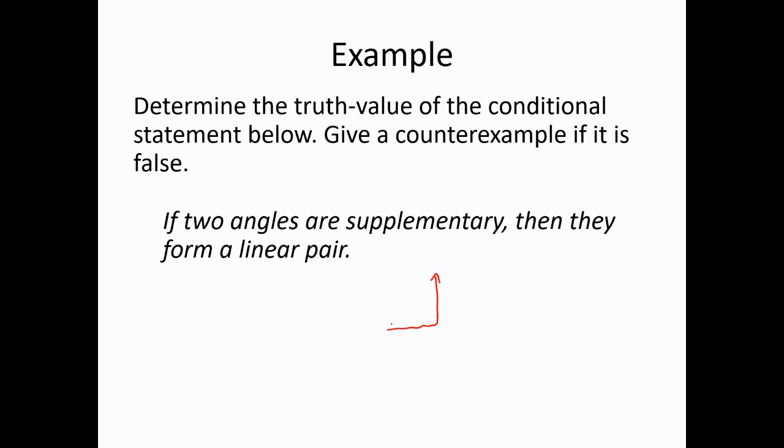So here we go. So let me produce a right angle. And then elsewhere, let me produce a second right angle so that the 2 right angles don't share any rays in common. Okay, so by definition, these 2 angles are supplementary, so the given is true. But they are not a linear pair because they are not even adjacent, so they cannot possibly be a linear pair.